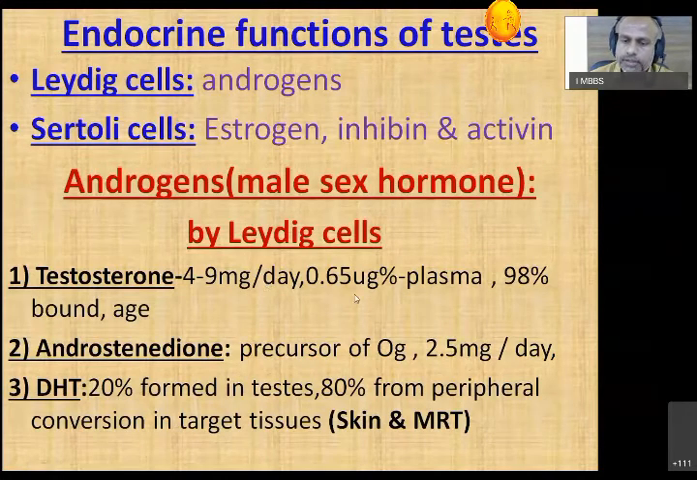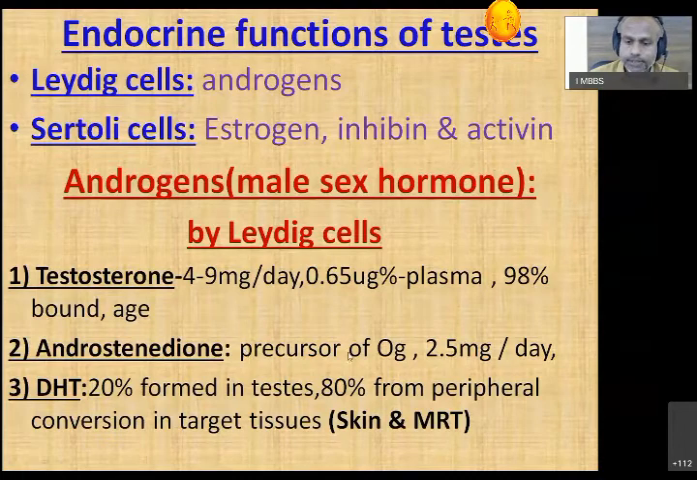The concentration 0.65%. 98% of testosterone is bound, 68% to albumin and 30% to globulin, and the 2% which is free will give the effect. What is the appearance, the secondary sexual characteristics? From a distance, we can distinguish a male and a female by the effect on the target organs.